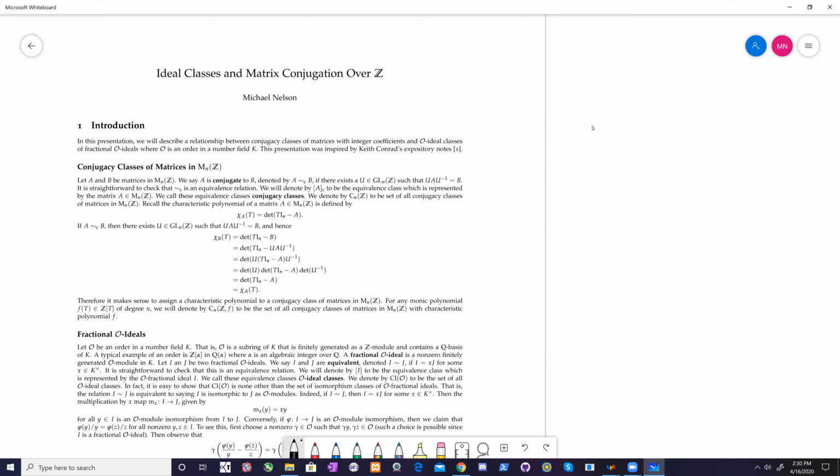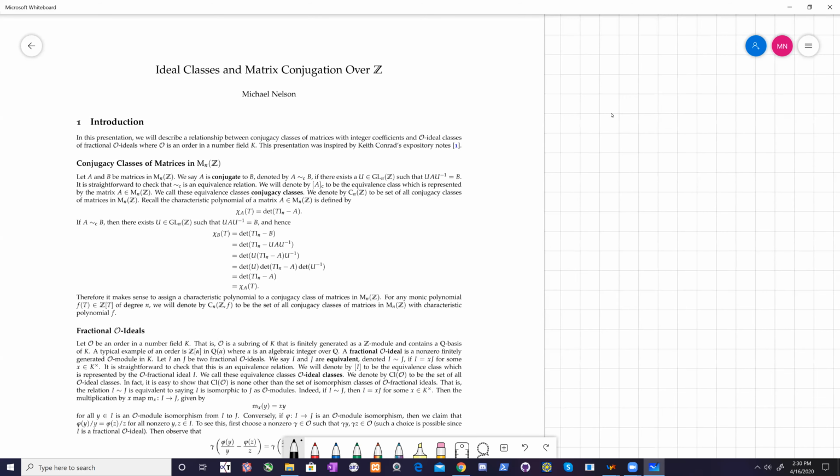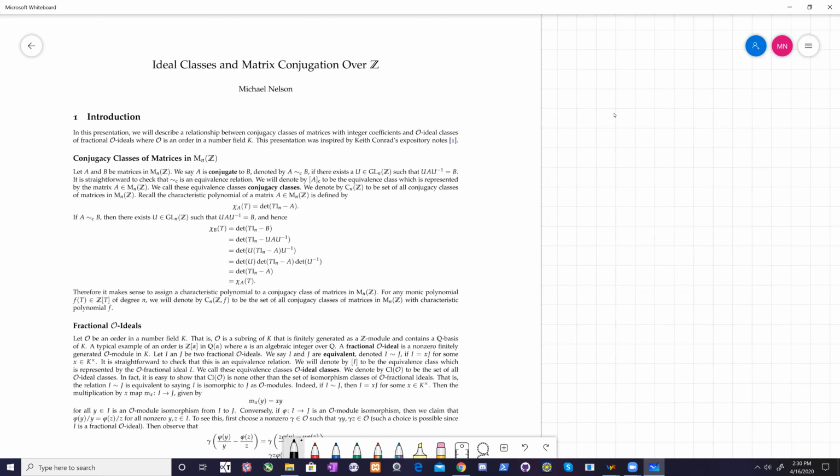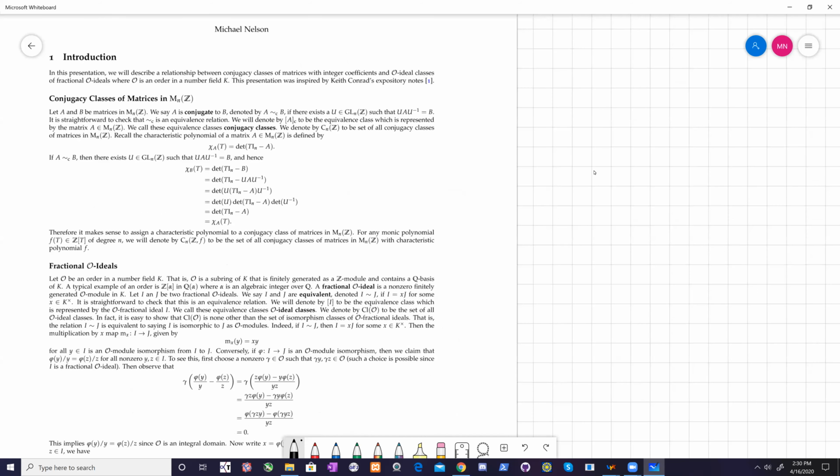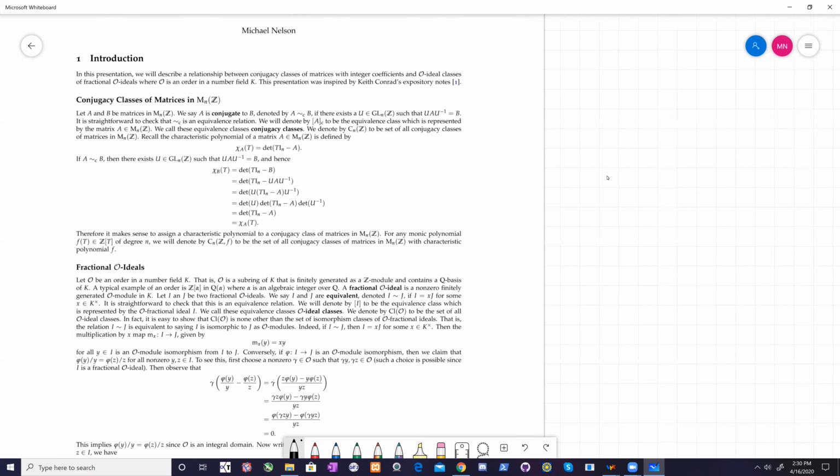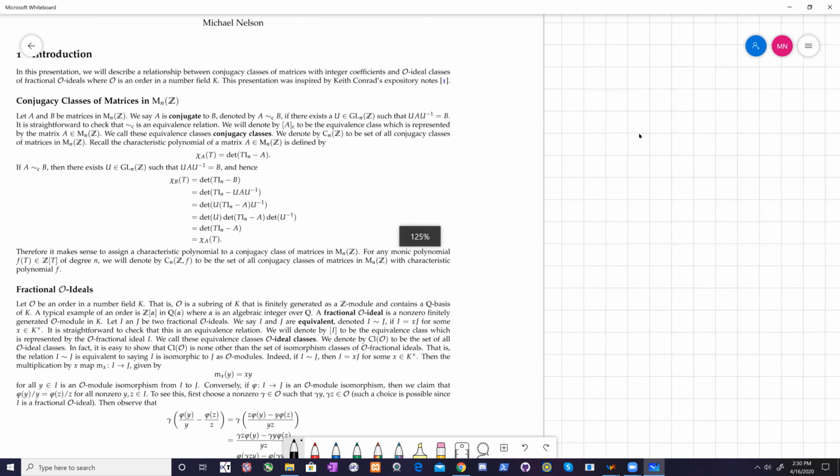In this presentation, I'll be describing a relationship between conjugacy classes of matrices with integer coefficients and O-ideal classes of fractional O-ideals, where O is an order in a number field. If you're not familiar with what those are, don't worry, because I'm going to go over some of that real quick. So let's recall some terminology here.